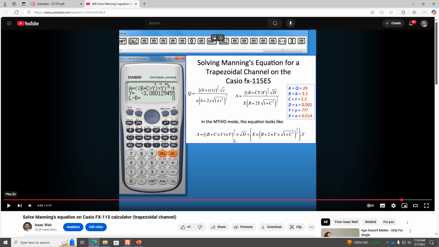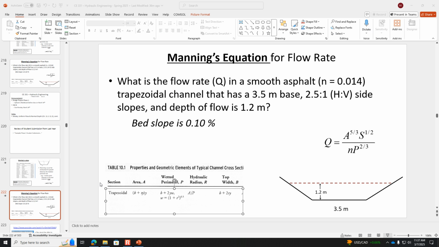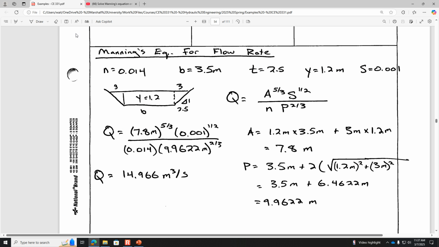And so if you look at the geometry of these example calculation values, it's the same channel that we just did in our example, where the bottom width is 3.5 and the side slope is 2.5. The channel slope is 0.1%. The roughness is 0.014. So this is just saying, what if you had a flow rate of 29? That's a known. Then how deep would the water be? So like what we just found from our calculations is that when you have a depth of 1.2, that's corresponding to a flow rate of like 15.